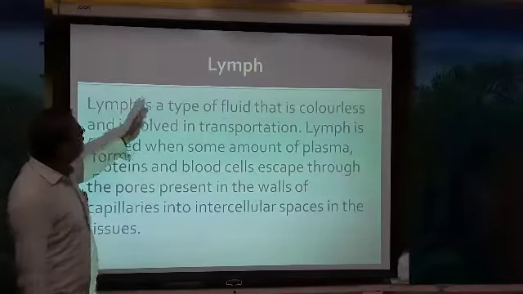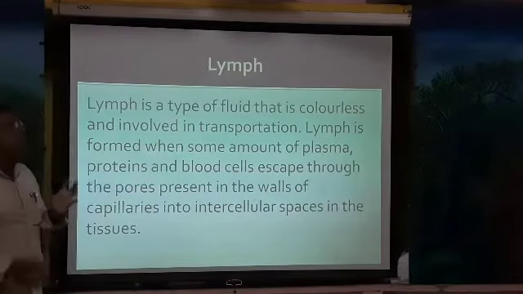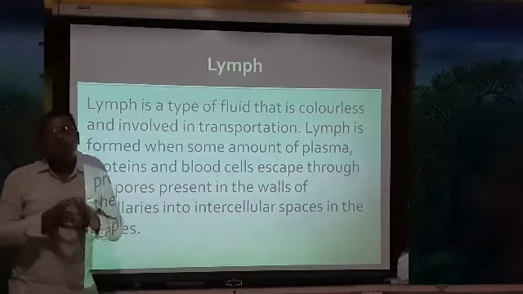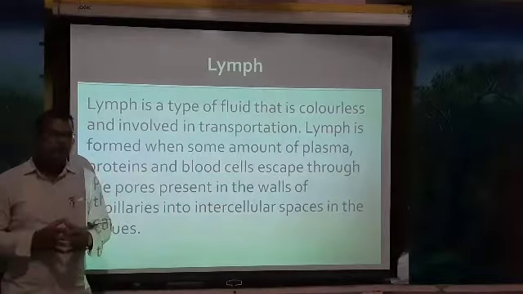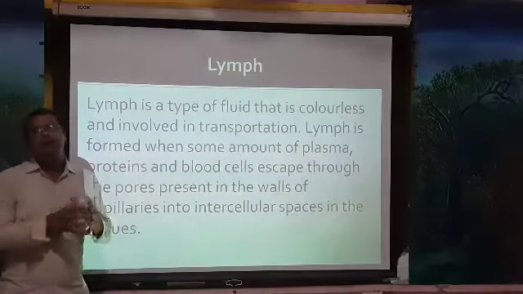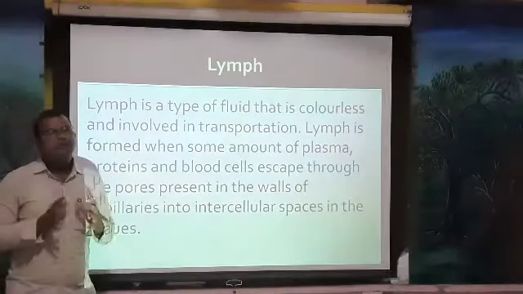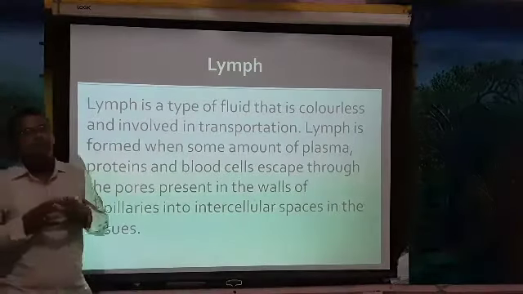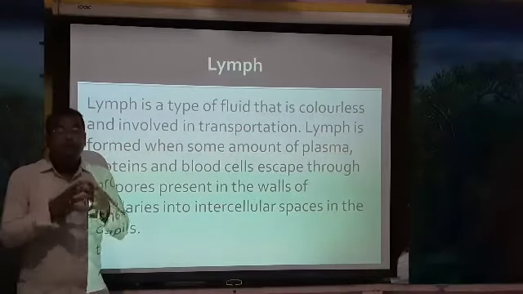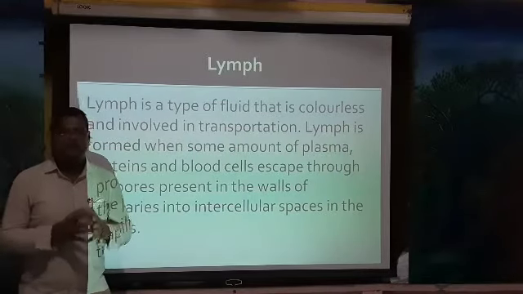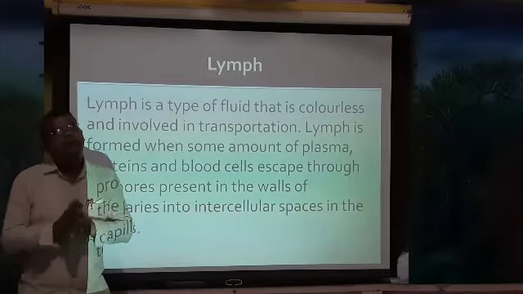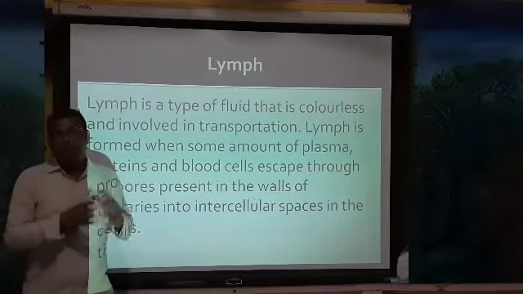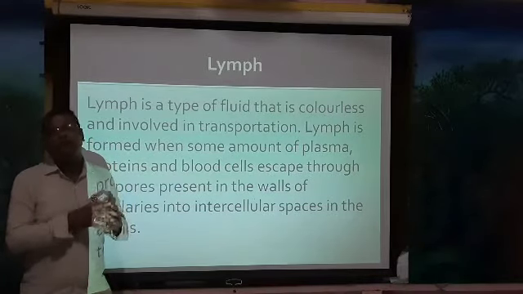So the next is about the lymph. The lymph is another fluid present in our body. It is the same as blood, and the composition of blood and lymph is almost equal. The only small difference is that lymph doesn't contain RBC cells, whereas blood contains RBC. The remaining composition of blood and lymph is almost the same. But lymph is colorless, whereas blood is red in color.